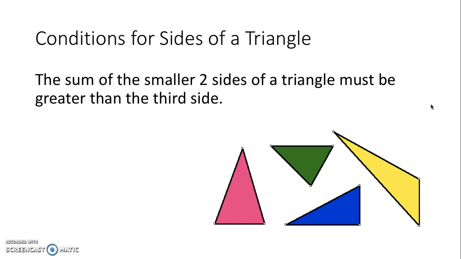So, conditions for size of a triangle. The main thing that you have to remember for the side lengths of a triangle is that the sum of the smaller two sides of a triangle must be greater than the third side. So think about the pipe cleaners that we talked about in class earlier today or maybe yesterday, depending on when you're watching the video. We had to have pipe cleaners where the two smaller sides had to be greater than the third side in order to be a triangle.